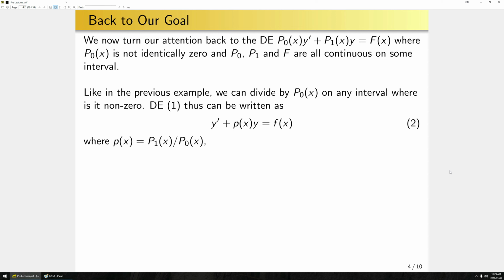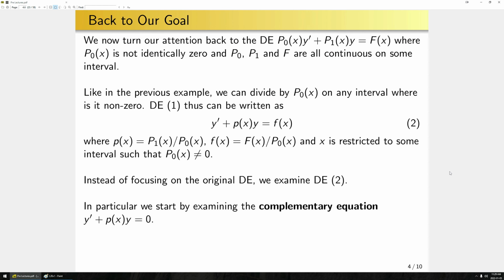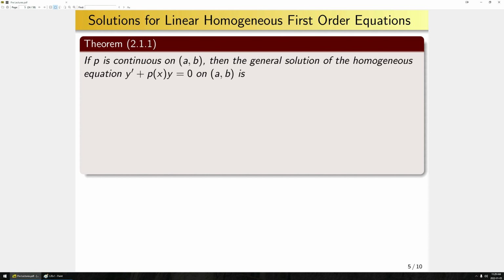So let's give a theorem and then go through the proof of that theorem. Theorem 2.1.1 from the text: if p is continuous on some interval (a, b), then the general solution of the homogeneous equation, the equation that we had on the previous slide, on that interval will simply be given by c e to the negative P of x, where this P of x is the integral of little p of x dx.